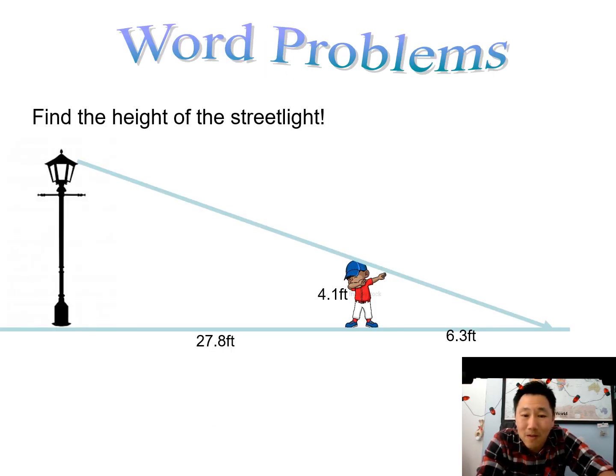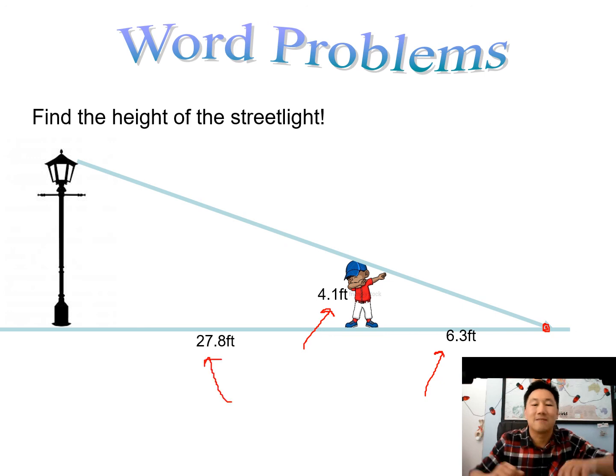Ooh, a word problem. So I used to do this activity with my classes where we would try to find the height of the flagpole in front of the school. All right, and so it requires a lot of work, but I basically set it out as a tiny little word problem. We have a student. He's 4.1 feet tall. He's standing away from a point that is 6.3 feet away from him. And then the distance from him to the lamp post is 27.8 feet.